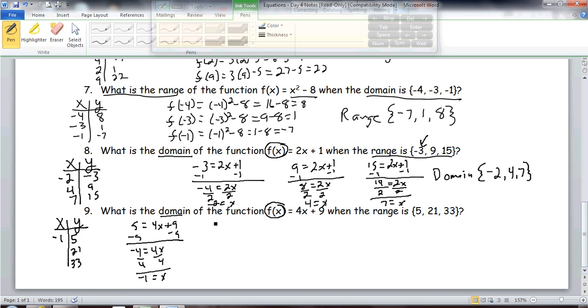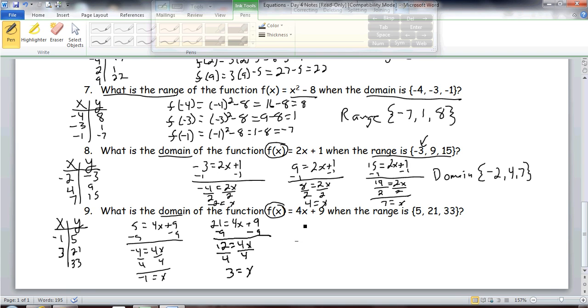So now I'm going to put in the 21. 21 equals 4x plus 9. Oh, I'm getting ahead of myself. I'm doing math in my head before I'm doing it on paper. Subtract the 9. I have 12 equals 4x. Divide by the coefficient. x equals 3.